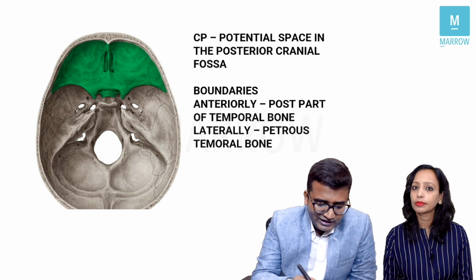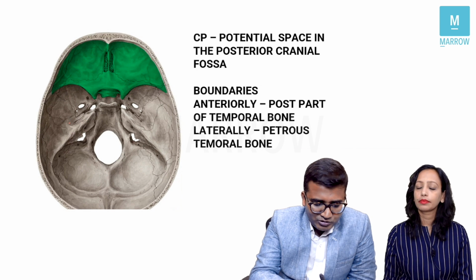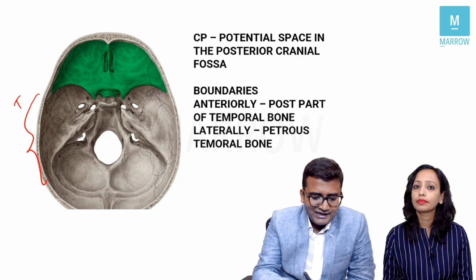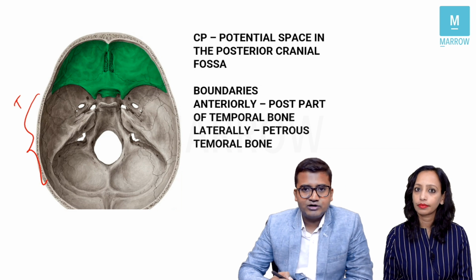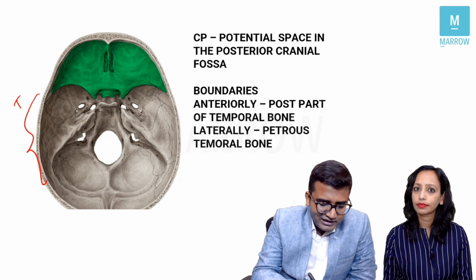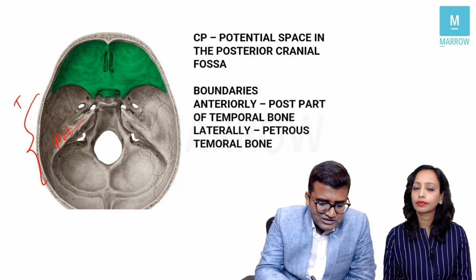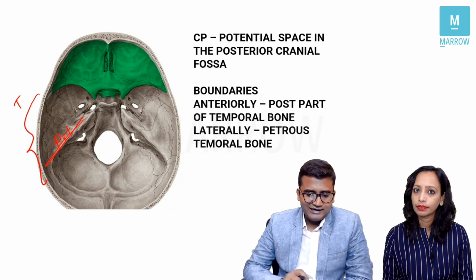See, in front, we have the posterior part. This is the temporal bone. I hope you know that. This entire thing is the temporal bone. Now, anteriorly, we have the posterior part of the temporal bone. Yes. Now, laterally, this is the petrous bone. So, laterally, you are seeing the petrous bone, right?